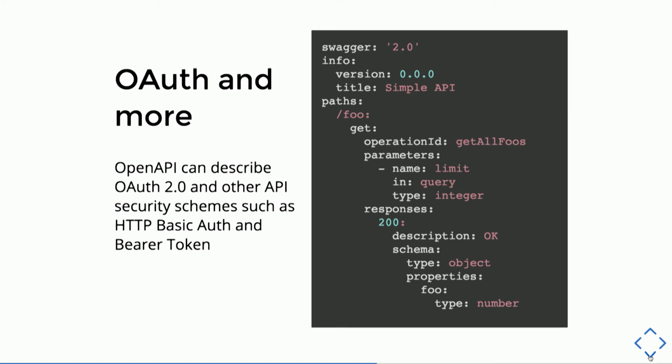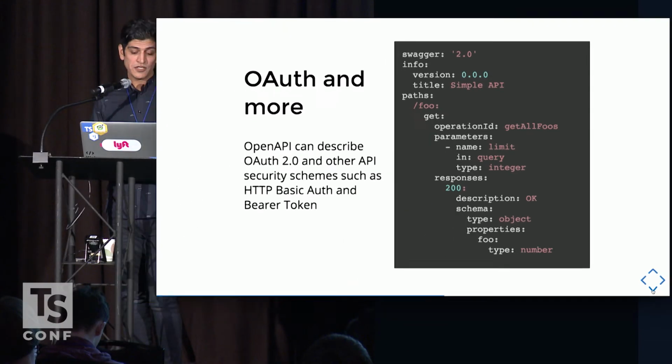By the way, Swagger can also describe your security schemes. If you use OAuth or basic auth or any other sort of auth, Swagger can describe that in the definition. This definition here doesn't have auth in it because it's kind of verbose, but once you need it, you can go read the docs and add it to your documentation.